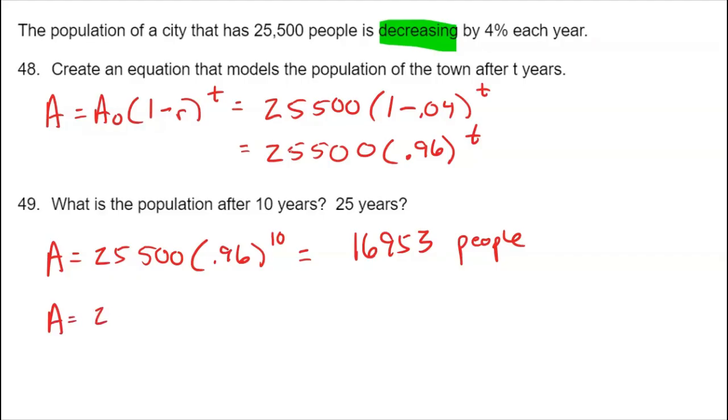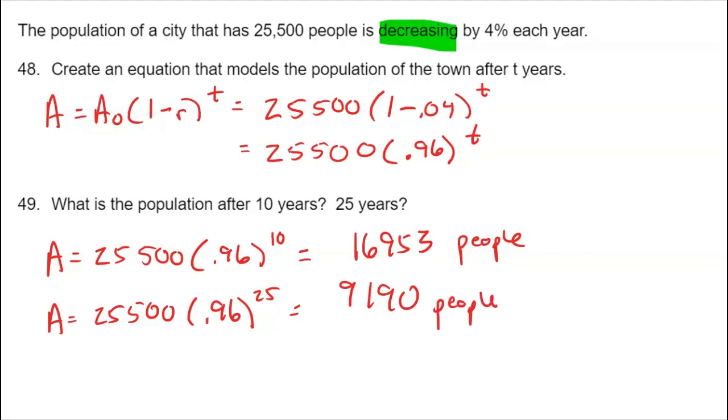And then doing the exact same thing, but this time we're going to take the 0.96 and raise it to the 25. And we get 9,190.11 people, something like that. So we round that to 9,190 people as the estimated population after 25 years.